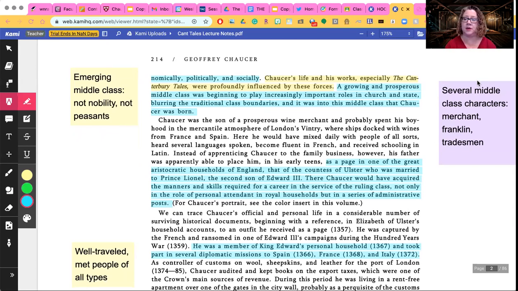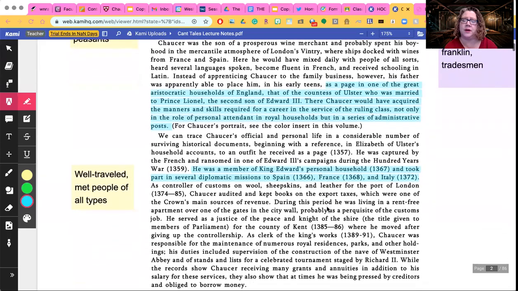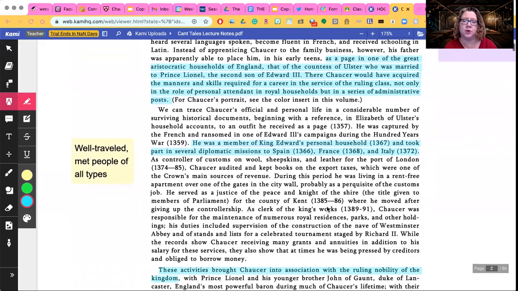And there are characters, I made a little list of them over here, that we see in Canterbury Tales that demonstrate that. There's a Franklin, there's a merchant, there are some tradesmen that don't really fit comfortably in the peasant category, and they don't fit comfortably either in the nobility. So Chaucer starts to describe this aspect in the tales, and we can look back now and say that's probably where that happened.